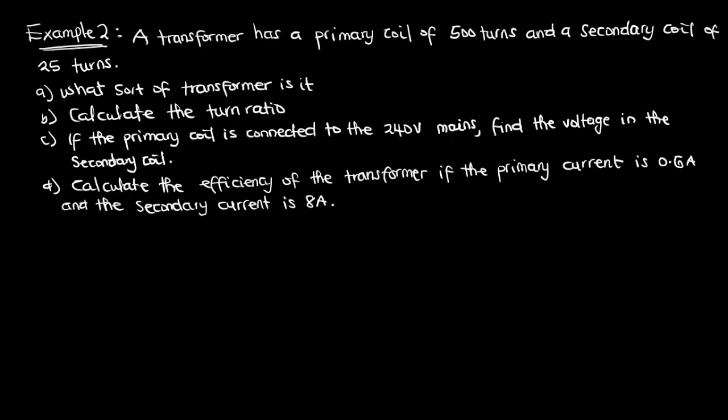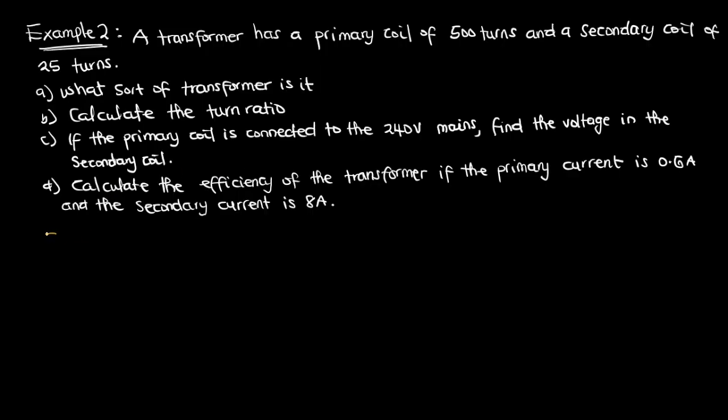All right, so let's have a look at another problem, and then we end the second part of this tutorial. So we have a transformer that has a primary coil of 500 turns and a secondary coil of 25 turns. This one is pretty straightforward. So we've been asked A, what sort of transformer is it? B, we have to calculate the turn ratio. Very easy. C, if the primary coil is connected to a 240 volt mains, we have to find the voltage in the secondary coil. Also very easy. D, we also have to calculate the efficiency of the transformer if the primary current is 0.6 amperes and the secondary current is 8 amperes. Very easy, straightforward.